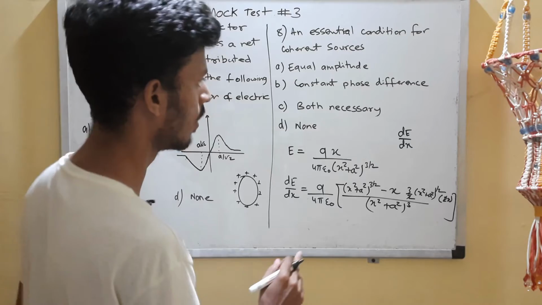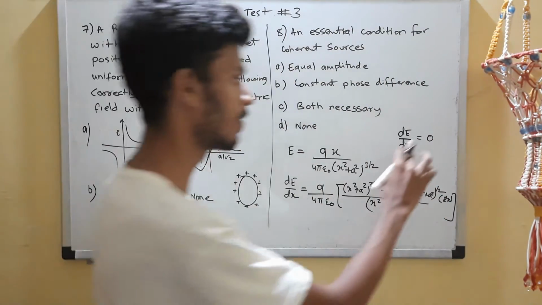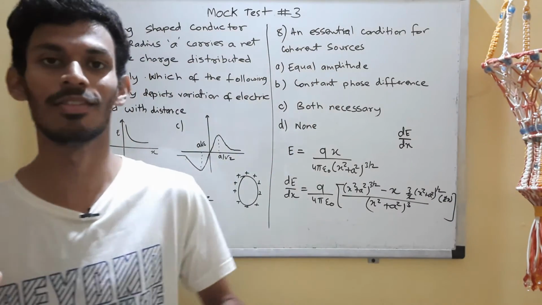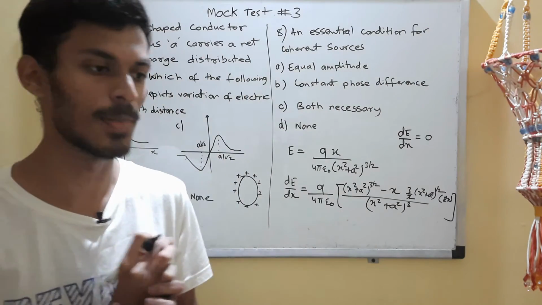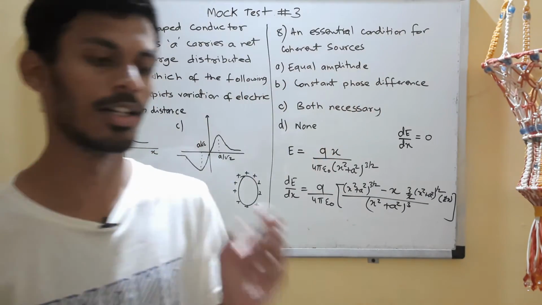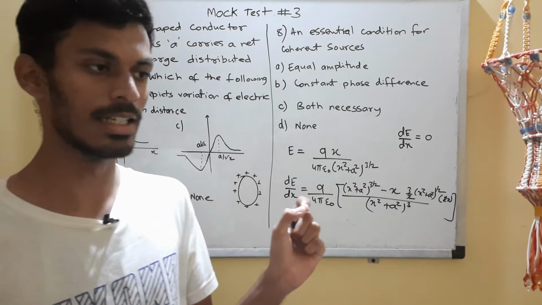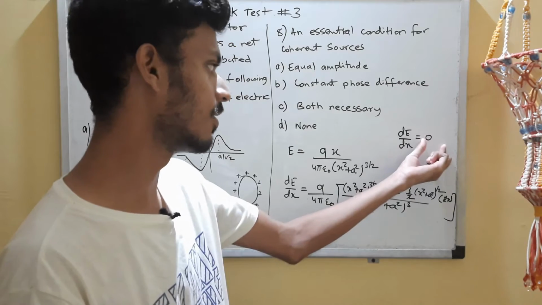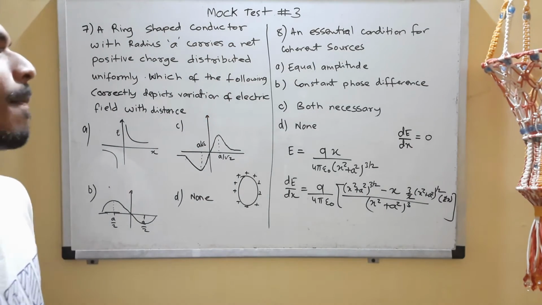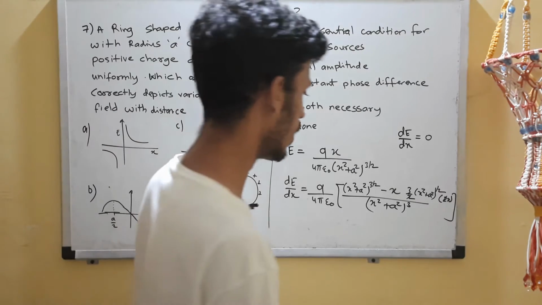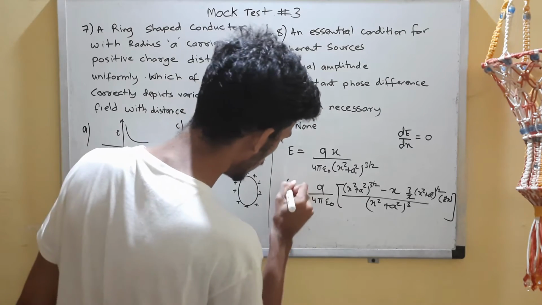Now if we put this equal to 0, when will the electric field be maximum? The electric field is maximum if this gradient is equal to 0, right? The concept of maxima and minima: a certain quantity is maximum if its derivative is 0. So when the derivative becomes equal to 0, the electric field will become maximum. So let's put d by dx equal to 0.